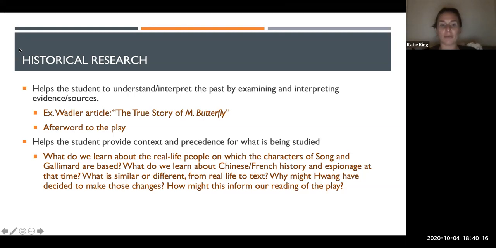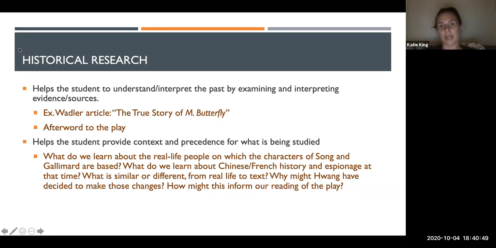And so those two pieces, the Wadler article broadly and the afterword to a lesser extent, are going to give us some really helpful context with which to look at this play. Again, historical research is just one way of doing research, but if history is something that interests you, it's a really cool way that you can look at a text. Historical research also helps you, the student, to provide context and precedents for what's being studied, okay?